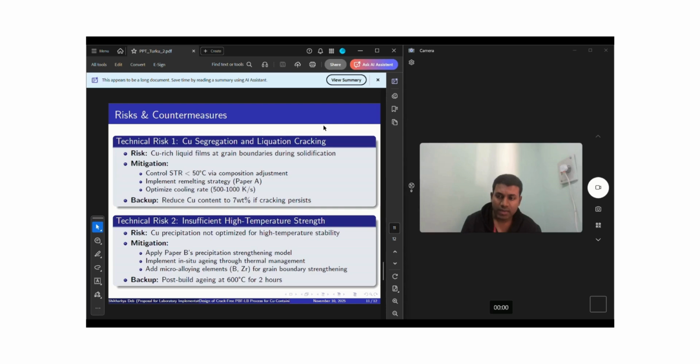Our mitigation approach for this includes optimized composition for maximum precipitation driving force; in situ aging, which uses built-in heat treatment during printing; microalloying, where boron and zirconium segregate to grain boundaries, strengthening them; and processing control, including a fine cellular structure that provides additional strengthening. The backup strategy is post-build aging at 600 degrees centigrade for 2 hours, which would ensure complete precipitation, optimize precipitate size and distribution, and provide a known, reliable strengthening method.